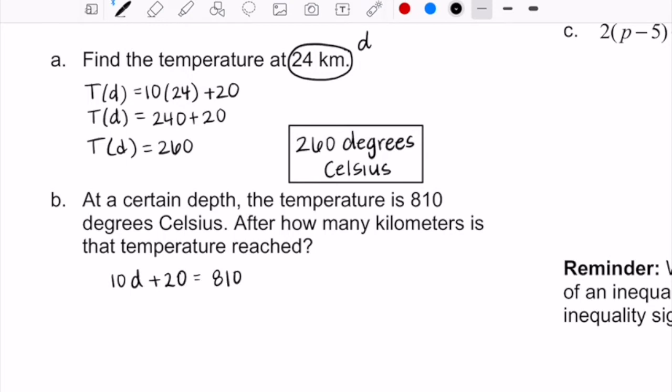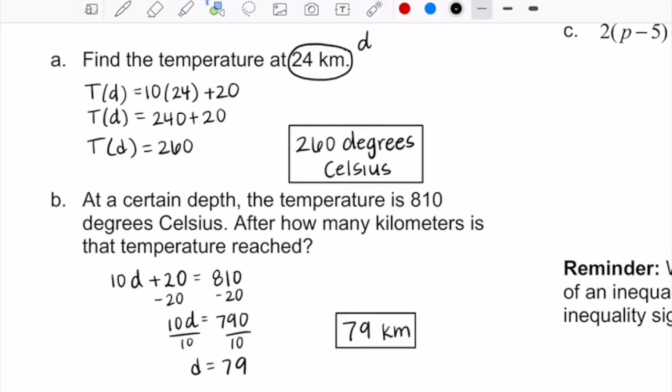Think about it like you're trying to figure out when the equation would equal 810, or what number you would have to plug in for d so that the equation equaled 810. I'll subtract the 20 from both sides, and I'll finish by dividing both sides by 10. And so for this one, I'll get d equals 79. So the answer is that that temperature would be reached at a depth of 79 kilometers.